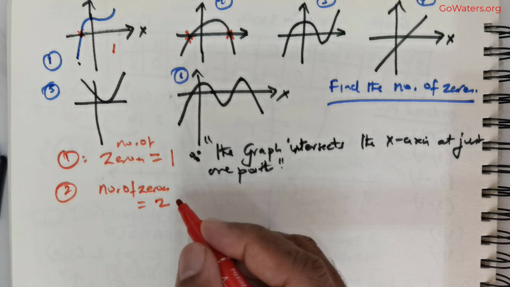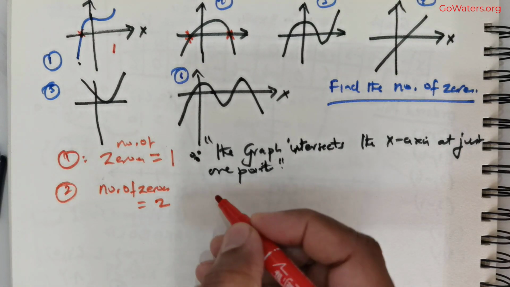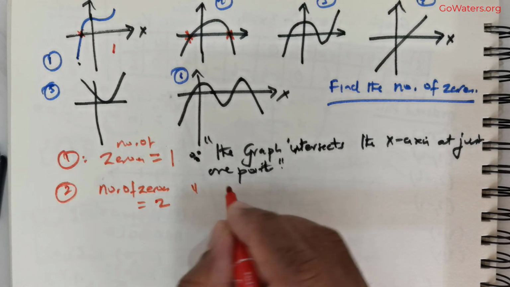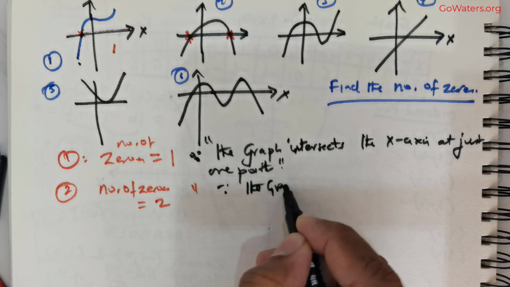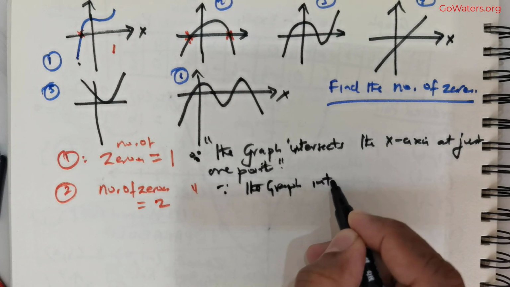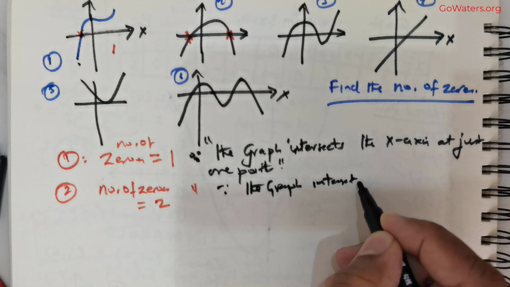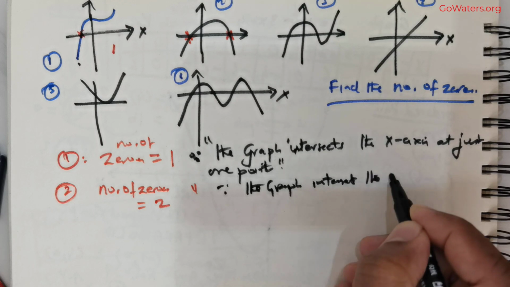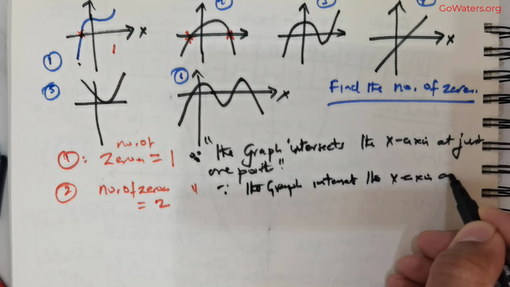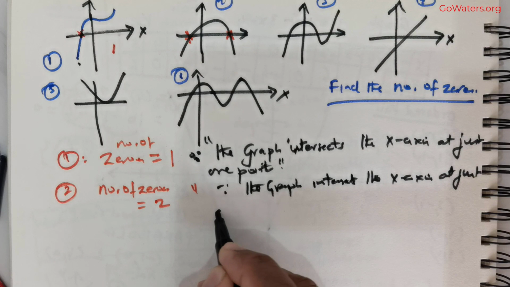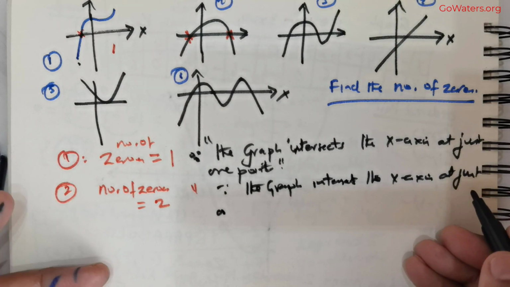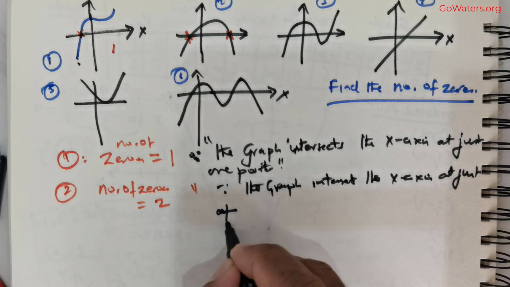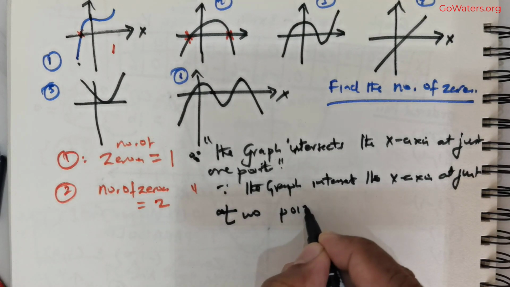Always in mathematics they will ask you this question: how can you say? Immediately you should say, since, let me write that down. Since the graph intersects the x-axis at just 2 points.